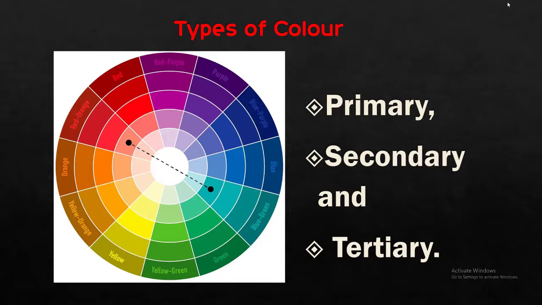Tertiary colors are combinations of primary and secondary colors. There are 6 tertiary colors. We have the red orange, yellow green, blue purple, and red purple colors. To use and to understand these types of colors, you have to understand the color wheel.